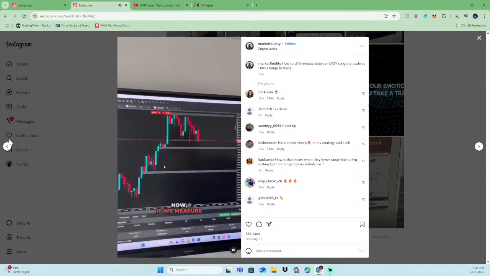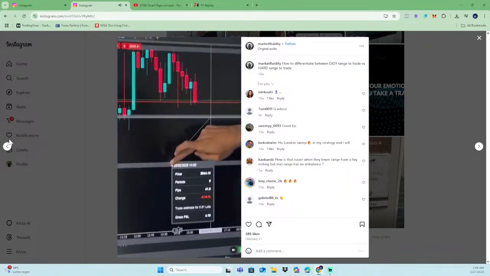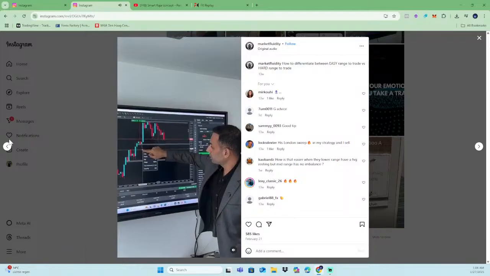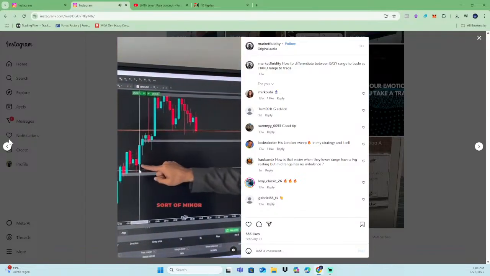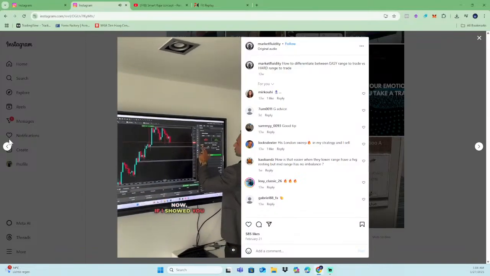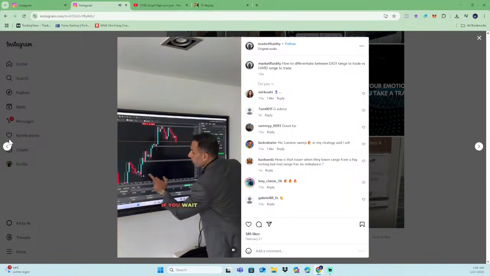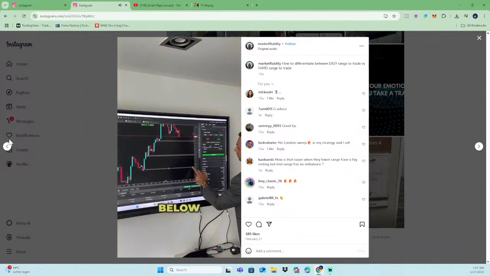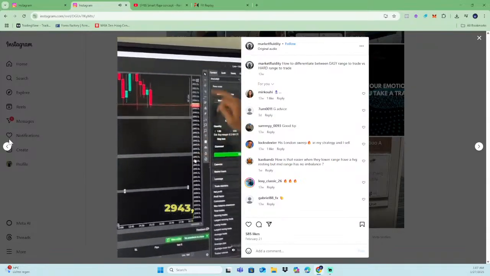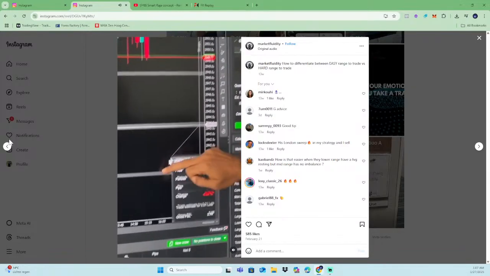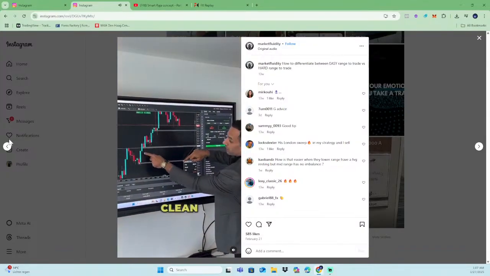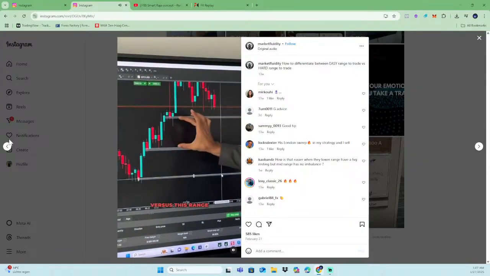Now, if we measure this, this is a 41, 42 pip range, but you have a rejection, some sort of minor rejection right over there. Now, if you wait for a little bit, and if you wait for price to break below 29.43, you're looking at a range which is cleaner and bigger. 40 pip. Look how clean this range is versus this range right over here.